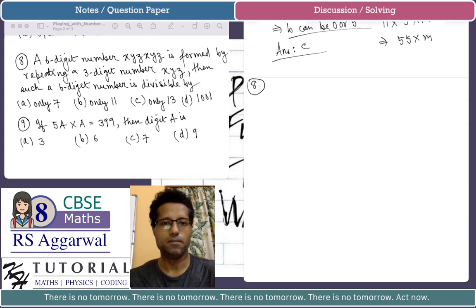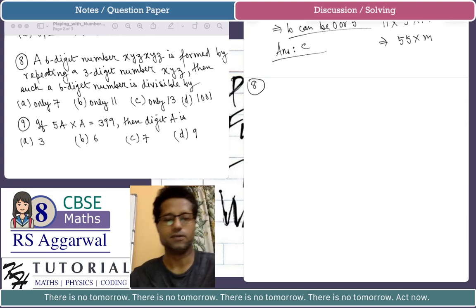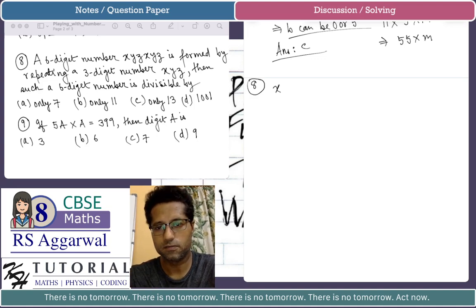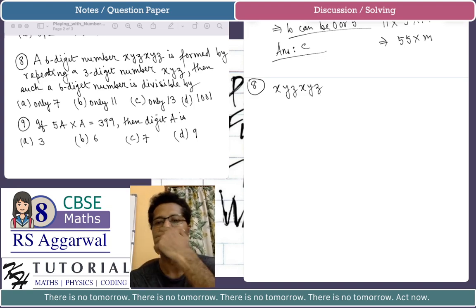A 6-digit number xyz, okay, so xyz is repeated twice. A 6-digit number is formed by repeating a 3-digit number xyz. Then such a 6-digit number is divisible by... Okay, so the number given is x, y, z, and again x, y, z. So this is a 6-digit number.